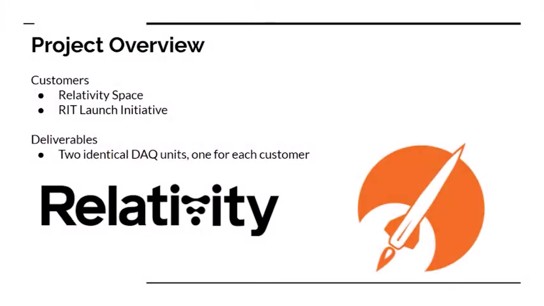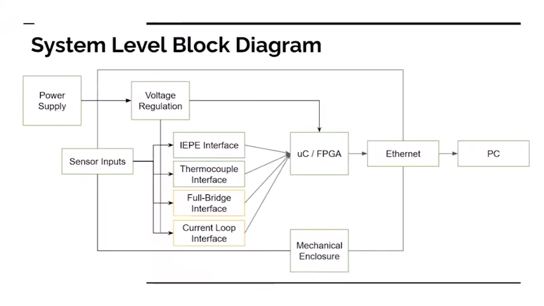This project is sponsored by Relativity Space. The team has created two of our DACs, with one being given to Relativity and the other being given to RIT Launch Initiative, RIT's rocket team. Here is the system-level block diagram for our DAC. The discrete modules shown in this figure will be described during this video.